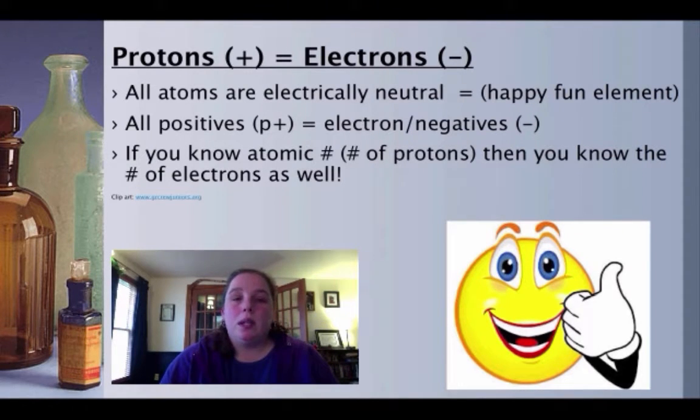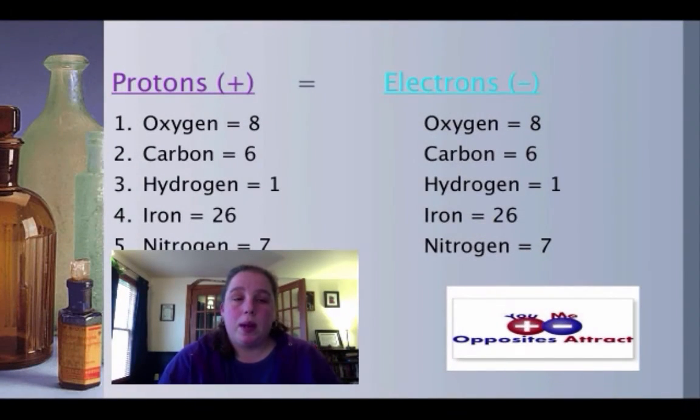So if you know the atomic number, which is the number of protons, then you totally know the number of electrons as well. Please be very careful and don't tell me the atomic number is the number of electrons. It's a little bit of a semantic thing: the atomic number is the number of protons, and electrons equal that number. So be very specific about that. Examples for you here that you did before: oxygen, carbon, hydrogen, iron, and nitrogen. I just want to show you these two numbers match. So if you know one, you know the other.